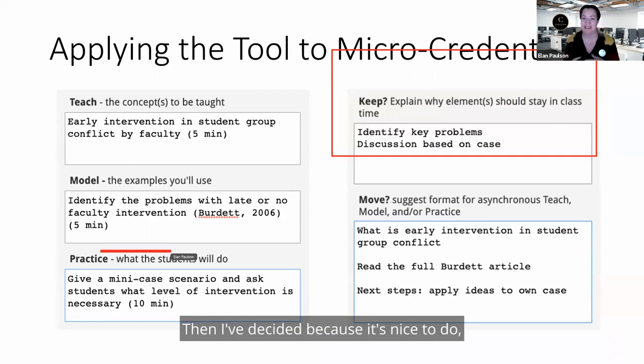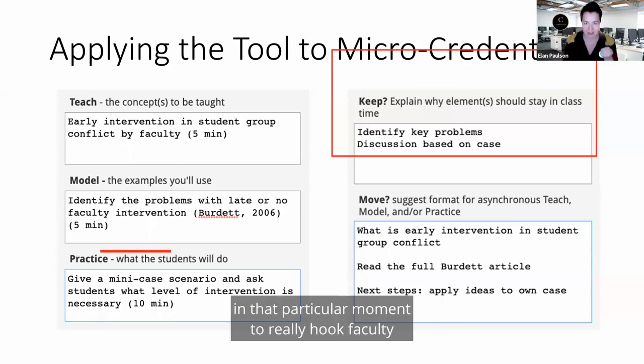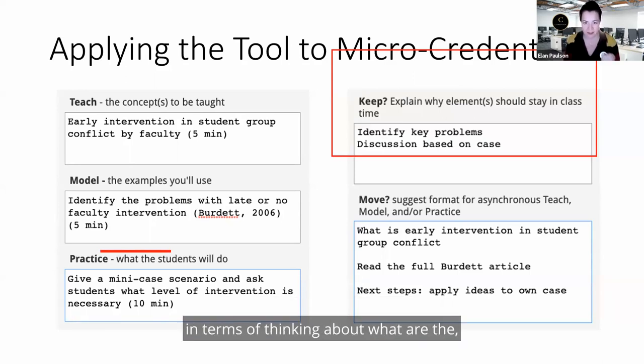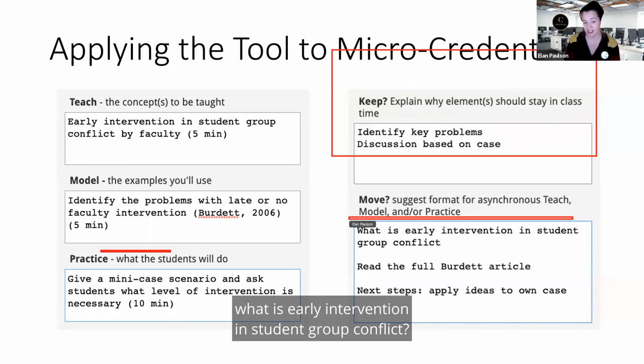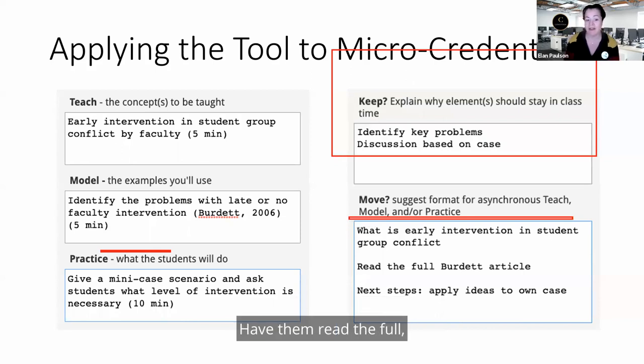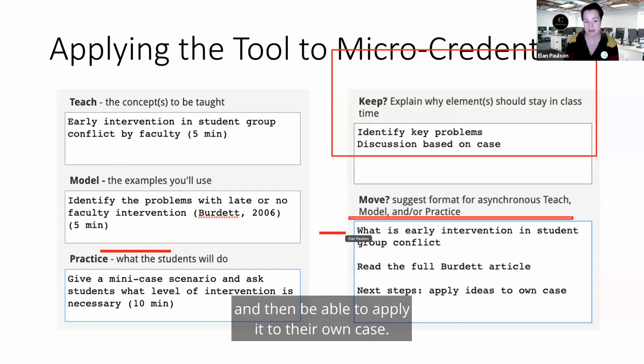Then I've decided, because it's nice to do but not necessary to do in that particular moment, to really hook faculty in terms of thinking about what the issues are around minimizing faculty or student interpersonal conflict, to move to asynchronous. What is early intervention in student group conflict? Have them read the full, or at least access the full article, and then be able to apply it to their own case.